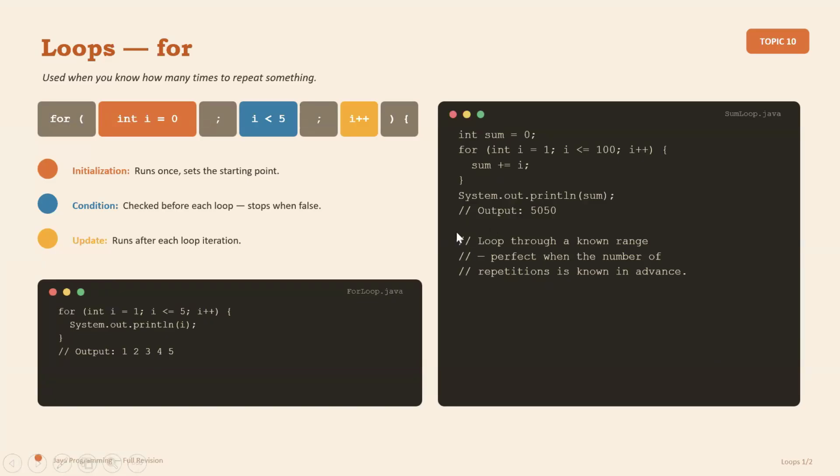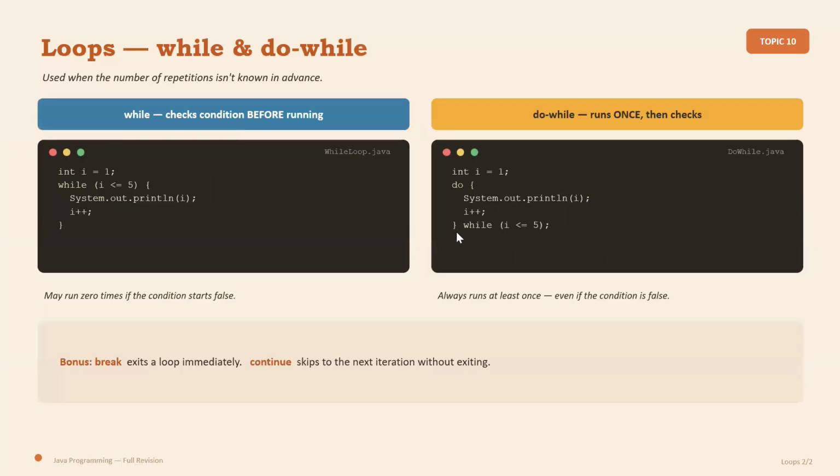So a loop repeats a block of code, and a for loop is the best choice when you know how many times a repetition should occur. And we have while and do while loops. So we use while and do while loops when we do not know in advance how many times a task needs to be repeated.